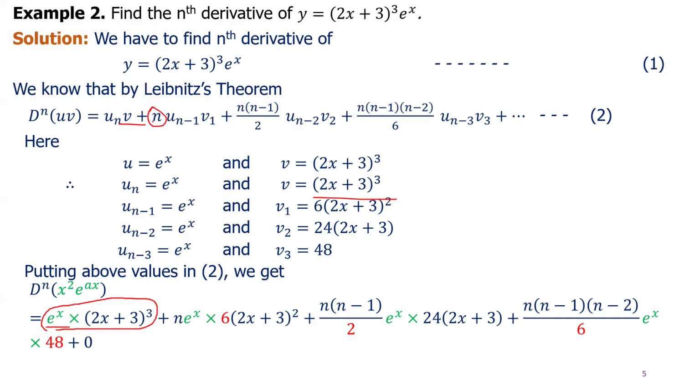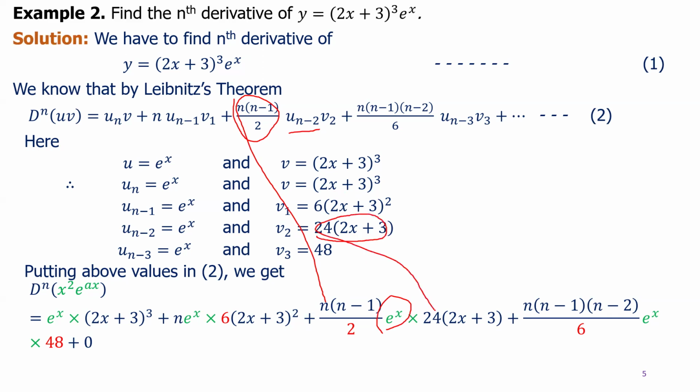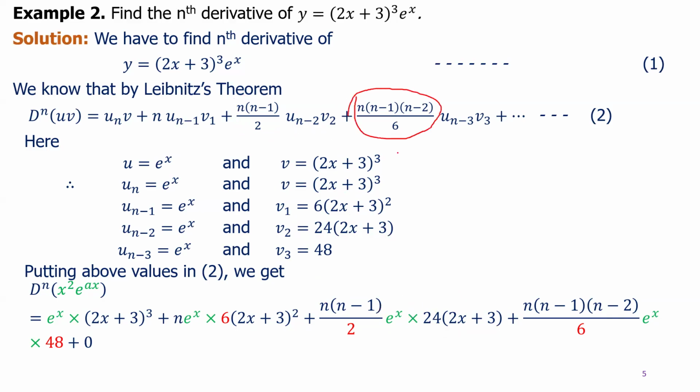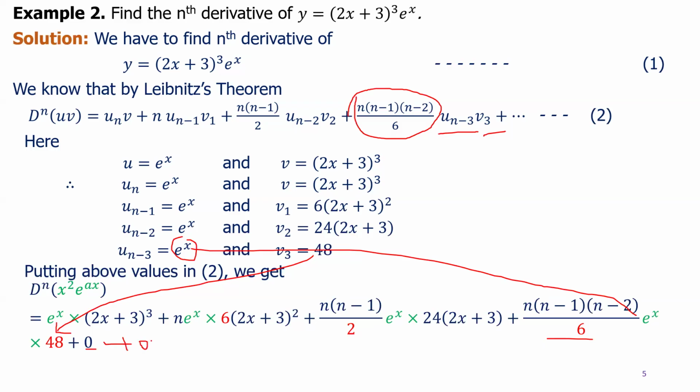Next term, n. So we will write down n as it is. Un minus 1 is nothing but e to the power x, and v1 is 6 times (2x plus 3) whole square. Next term, n into n minus 1 upon 2. Un minus 2 is e to the power x. V2 is nothing but 24 into (2x plus 3), plus n into n minus 1 into n minus 2 upon 6. Un minus 3 is nothing but e to the power x, and v3 is 48. If you again take v4, it will be 0, so the remaining terms will be 0. No need to write down the remaining terms.